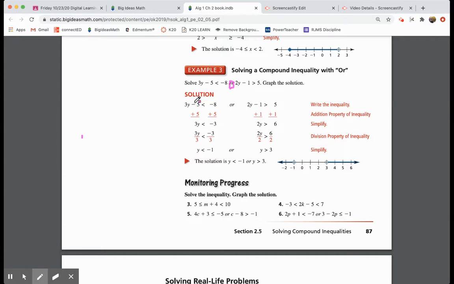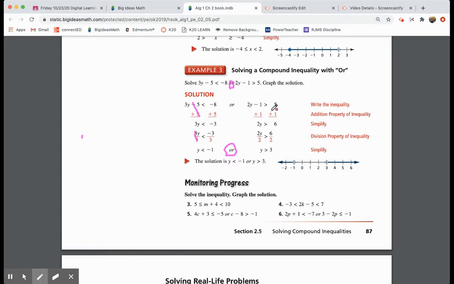So here I have 3y minus 5 is less than -8. So to get y by itself, we're going to add that 5 to both sides. And we get 3y is less than -8 plus 5, which is -3. Then we would divide both sides by 3 to get that y by itself. And we get y is less than -1. So since it's an or, we have or the other one. So we solve it.